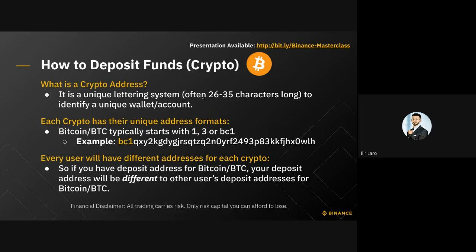On top of that, the third point is that every user will have different deposit addresses for each crypto. What I mean by this is, let's say I have a Bitcoin deposit address, BC1QX, this whole series of letters, on my Binance account. If you go to your account and go to your Bitcoin wallet, you'll find that your Bitcoin deposit address is different to mine. That means every user will have different deposit addresses for each crypto. So that's something to keep in mind as we move forward.